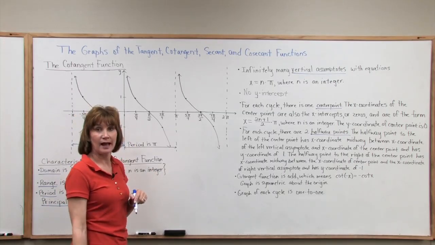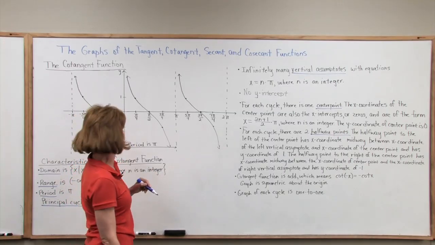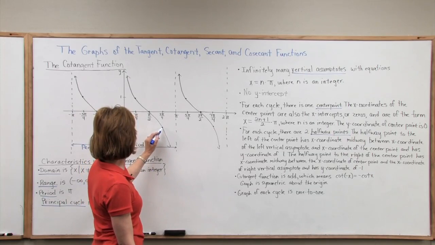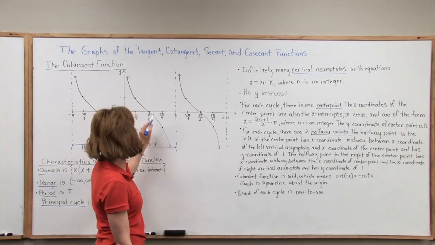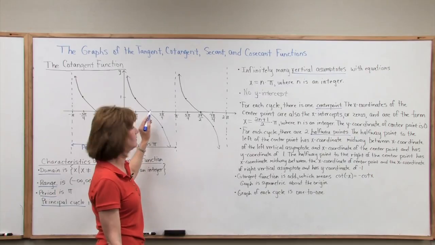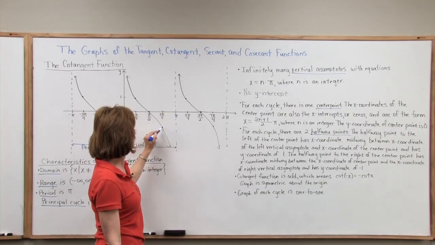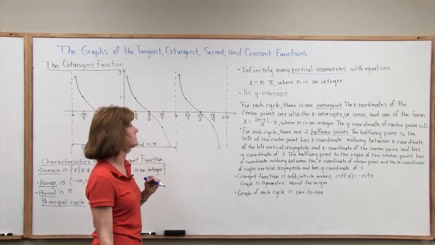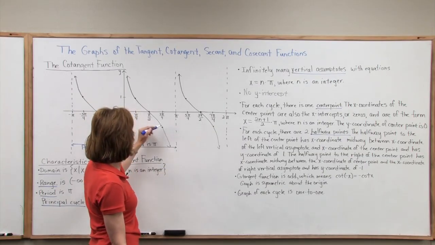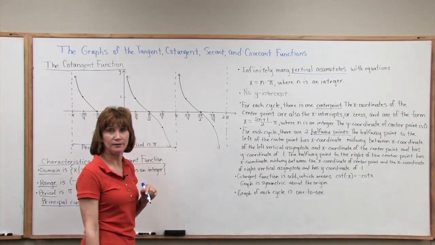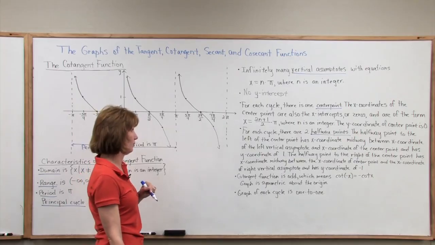Next, let's look at the halfway point to the right of the center point. Let's look at this one. Its x-coordinate is located midway between the x-coordinate of the center point and the right vertical asymptote, and the y-coordinate of this halfway point is -1. So you need to know how to plot and find those halfway points and center points.